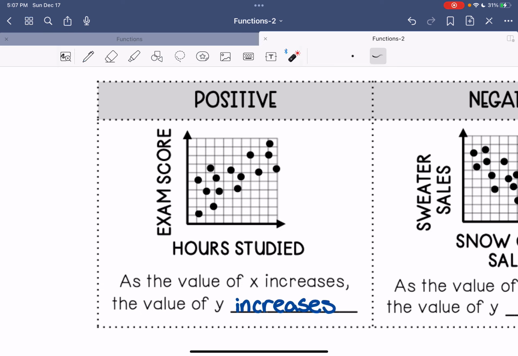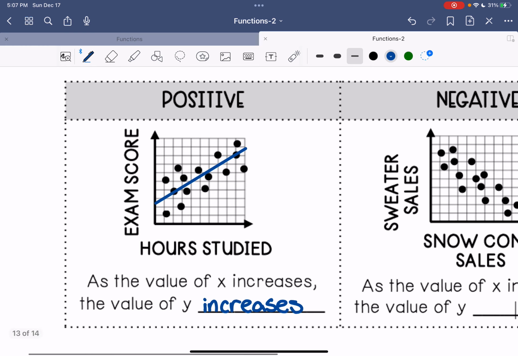We can see that as x is increasing from left to right, our y values are also increasing from left to right. We can also see that if we went ahead and drew an approximation for a line of best fit, also known as a trend line, that line has a positive slope.